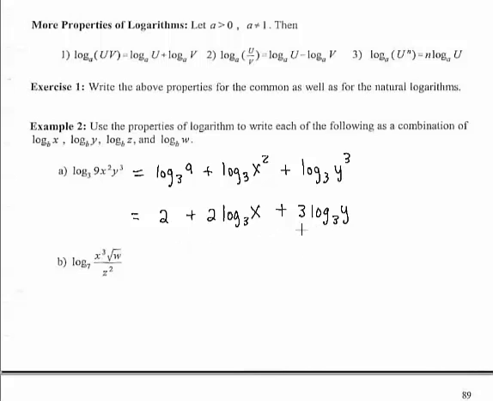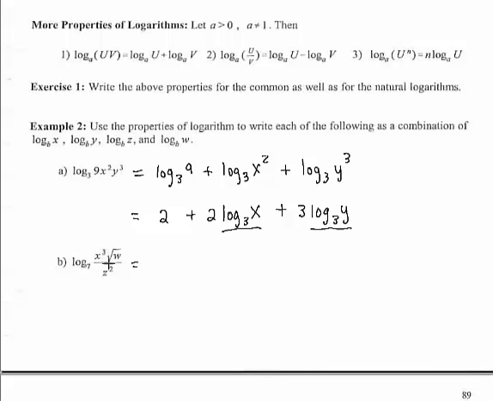And at this point, this is pretty much as far as we can take it, but we have followed the instructions of breaking the different parts of the argument up with respect to log of x, log of y. Okay, and that's what we have. We have log 3 of x, log 3 of y.